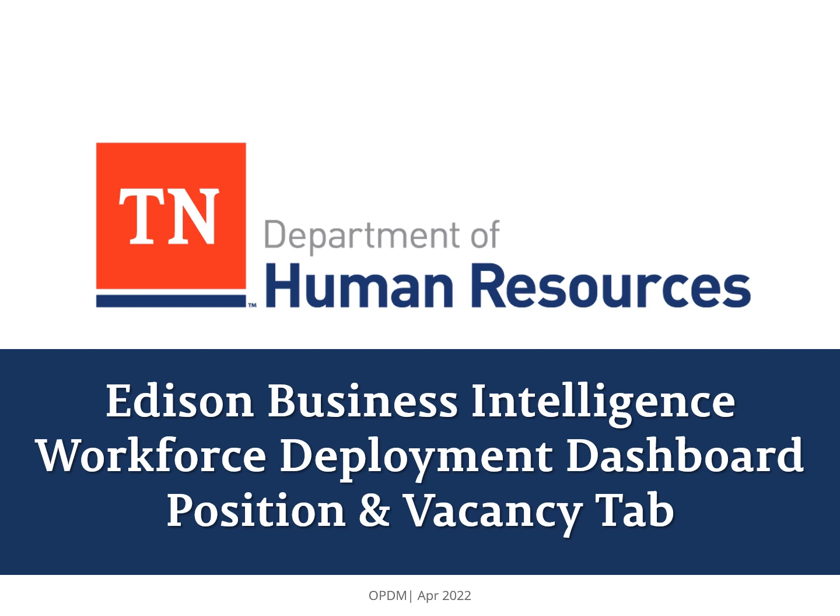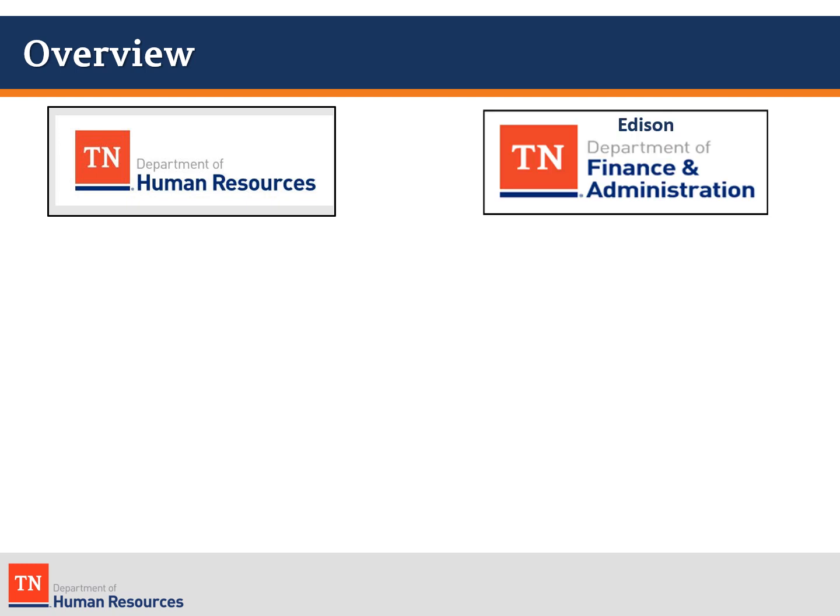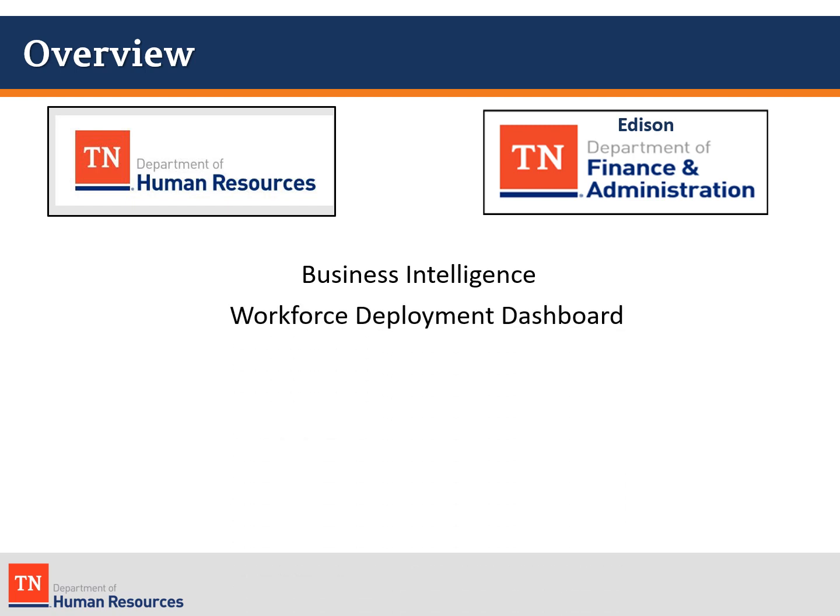This video will review the Positions and Vacancy Report tab on the Workforce Deployment dashboard. The Department of Human Resources and the Edison Business Intelligence team in the Department of Finance and Administration have collaborated to build an easy-to-read series of dashboards in the Business Intelligence module of Edison. The Workforce Deployment dashboard contains key human capital management data metrics that begin at the highest level, such as staffing, turnover, and demographics, in an easy-to-read format.